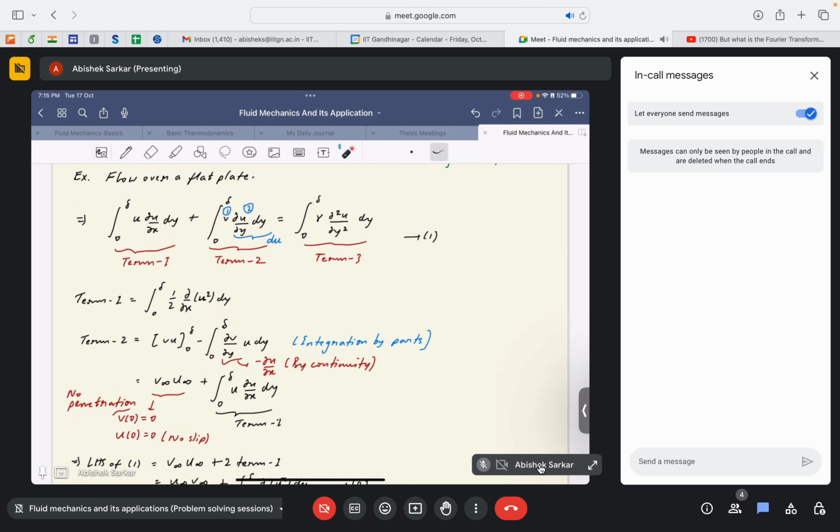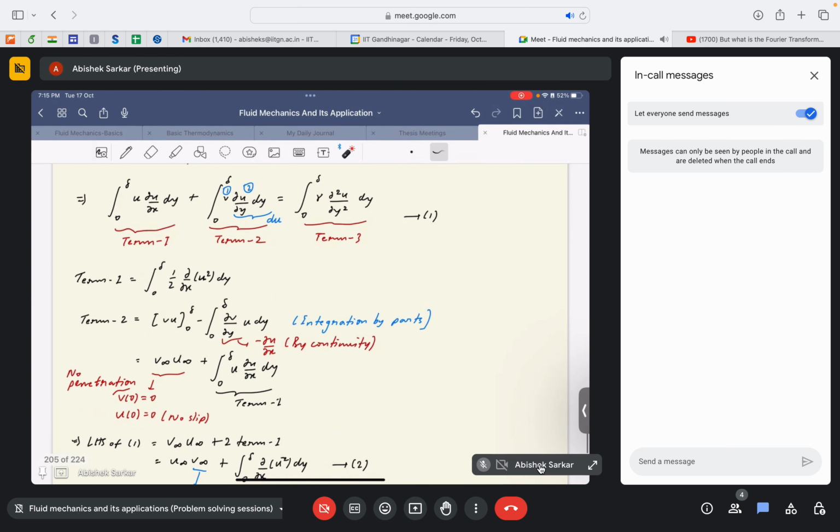Then for the second term we take the help of integration by parts. If we consider v as the first term and ∂u/∂y as the second term, then applying integration by parts, this is what we get. Then we know that at y equal to 0, v is equal to 0 because of the no penetration boundary condition, and u at y equal to 0 is 0 because of the no slip boundary condition.